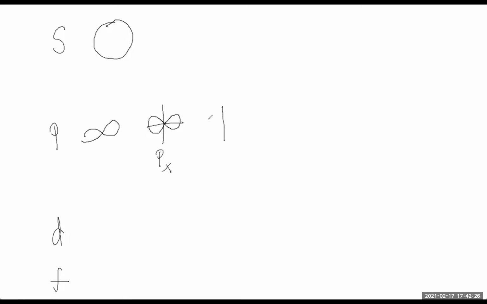You can also have a P of Y, and it can be located on your Y axis. And you can also have a P of Z, which is kind of like an imaginary axis right here. So that's how our dumbbell is going to look if it's P of Z. Okay, now as you go further along, they get a little bit more complicated.